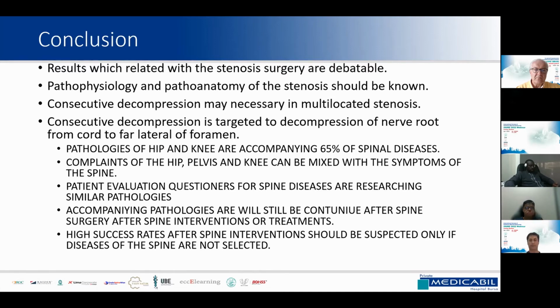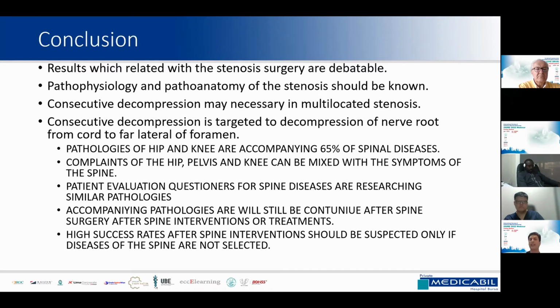As a conclusion, results related to stenosis surgery are debated in the literature actually. And the pathophysiology and pathoanatomy of the stenosis should be known. Consecutive decompression may be necessary in multilocular stenosis. Consecutive decompression is targeted to decompression of the nerve roots from core to far lateral of the foramen.